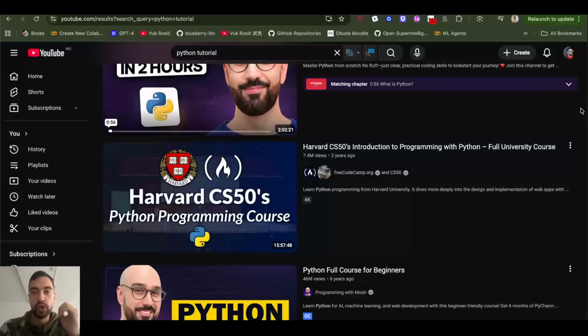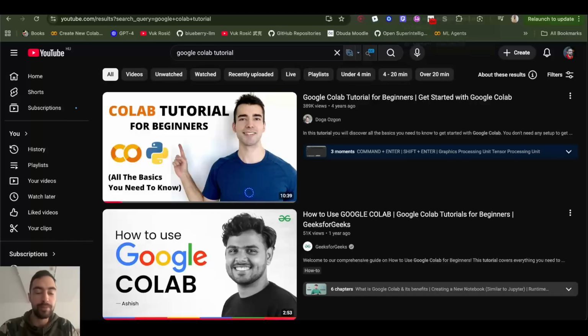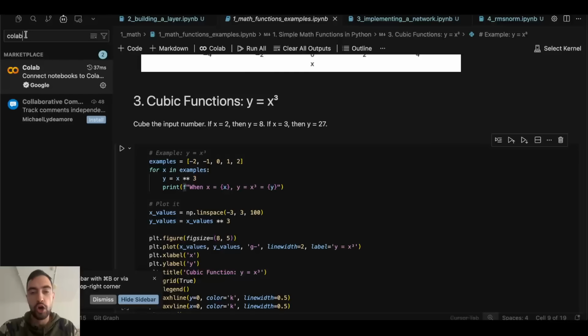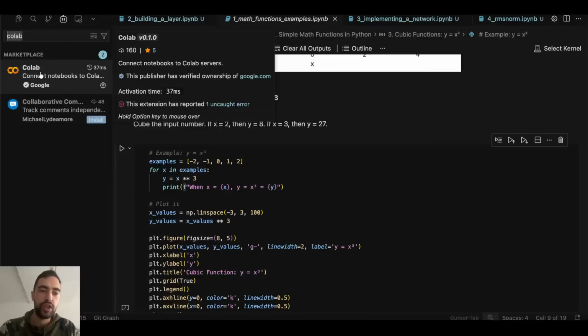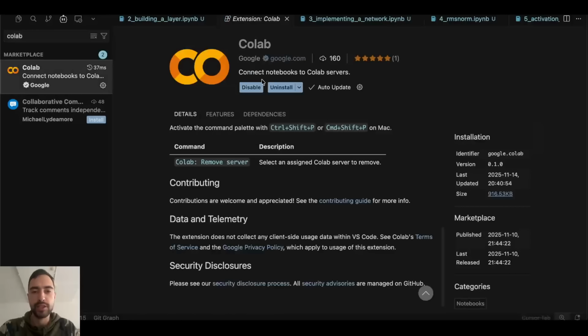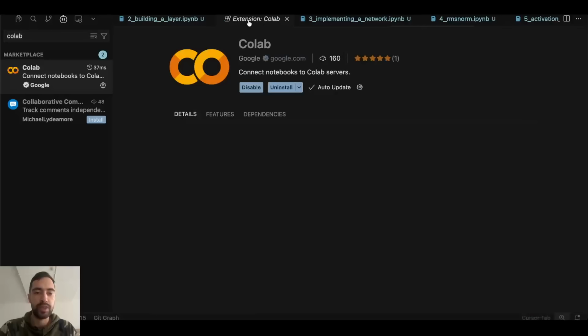I want you to know how to execute Python code. It can be on your local machine or it can be in Google Colab. So if you want to use Google Colab, search for a Google Colab tutorial, but you can also just run it on your local machine, whichever one you prefer. Also, if you're using VS Code or Cursor or some fork of VS Code, you can install this brand new Google Colab extension. If you just search for Colab, it's by Google, install it, and then you can connect to Google Colab GPU, CPU, TPU from your local environment, from your local Jupyter notebook.